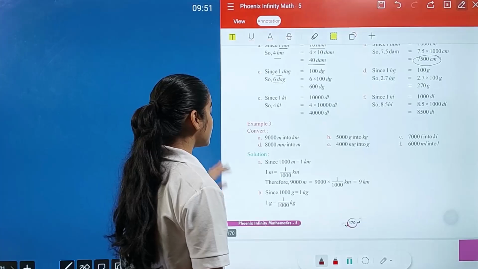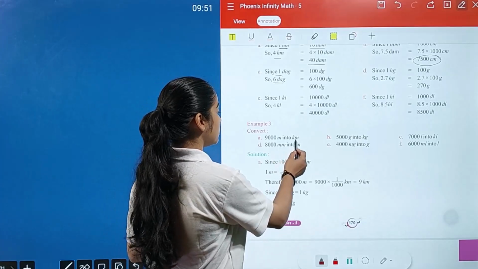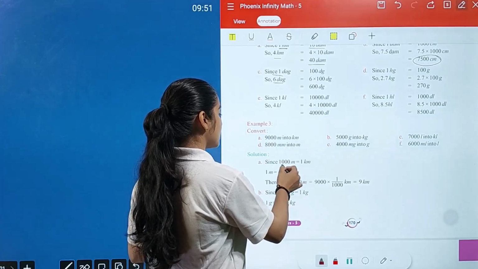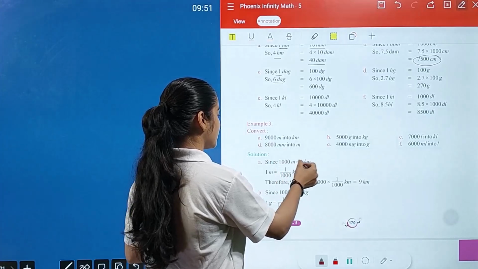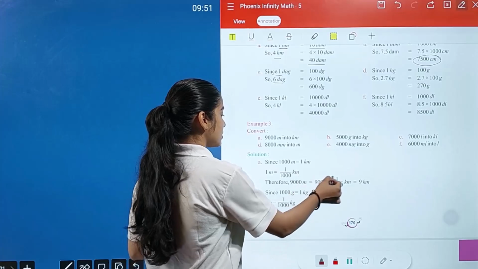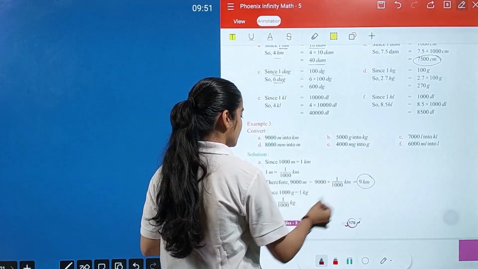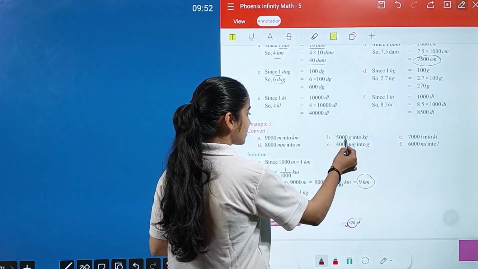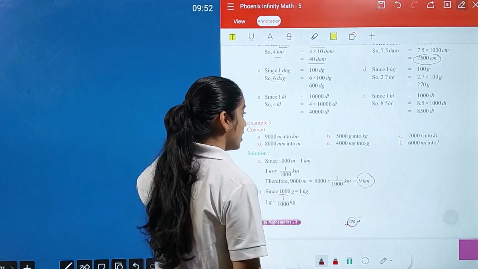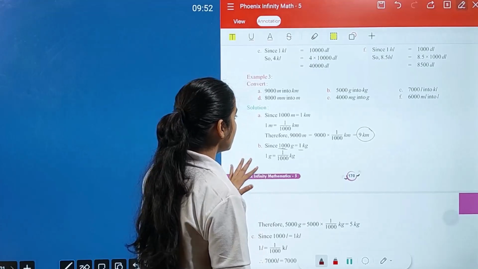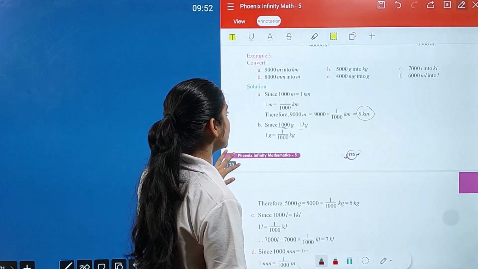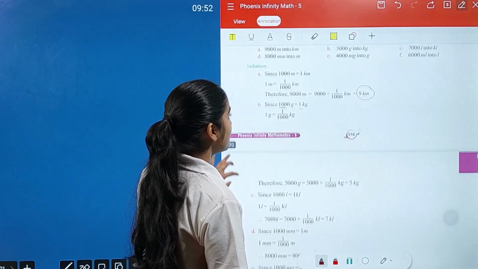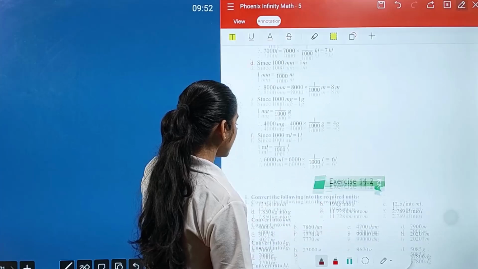Now the third example: we have 9000 meter into kilometer. That is equal to 9000 divided by 1000 because 1000 meter is equal to 1 kilometer. 9000 divided by 1000 is 9 kilometer. 1000 gram is equal to 1 kg, so 5000 gram into kg is 5 kg. 7000 milliliter is 7 liters. 8000 millimeter into meter is 8 meter. And 4000 milligram into gram is 4 gram.